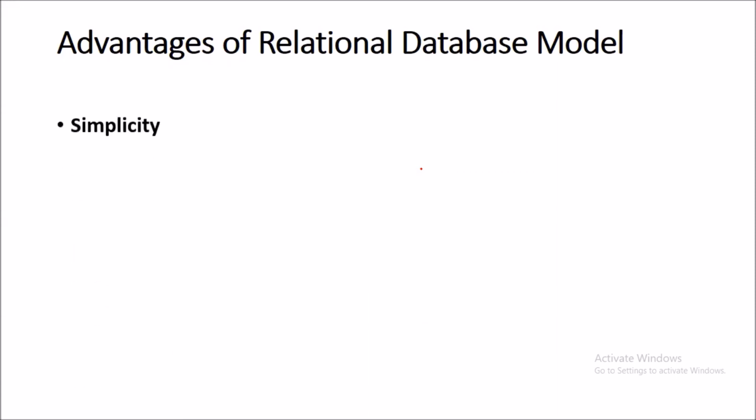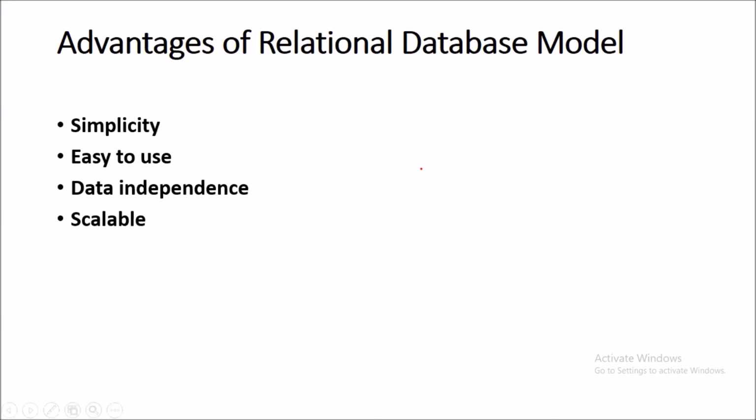Advantages of relational database model. Simplicity: a relational data model in DBMS is simpler than the other models and easy to use. It's very easy to use because it represents everything in the form of row and column, which is quite natural and simple to understand. Data independence: the structure of a relational database can be changed without having to change any application. Scalable: regarding the number of rows and columns, the number of fields a database can be enlarged to enhance its usability.